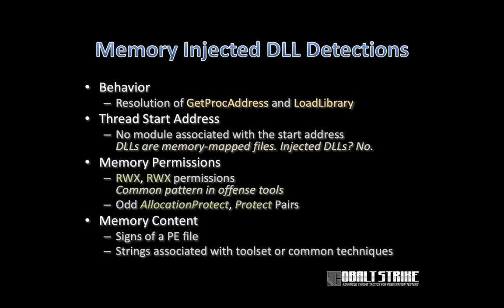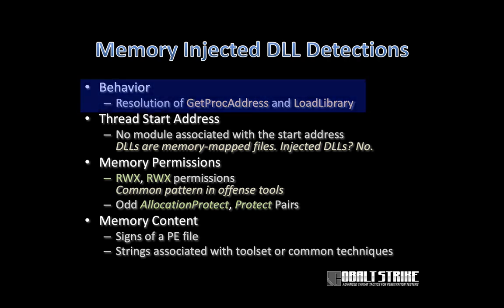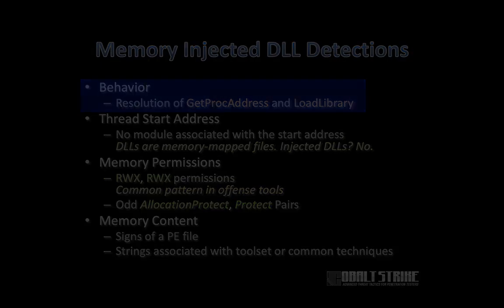Another concern when doing post-exploitation with Beacon are memory-injected DLL detections. We spoke to thread start address, memory permissions, and memory content as detection opportunities in part 4 of this course when we talked about weaponization. One item I didn't talk about then is behavior. When you have a memory-injected DLL or stager, it has to find the get proc address and load library function pointers. This is a detection opportunity.